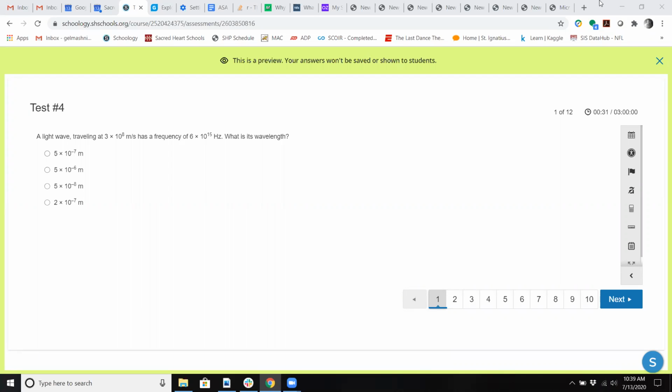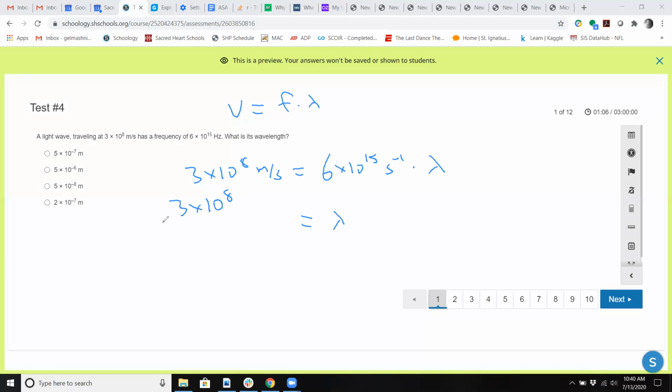Light traveling at 3 times 10 to the 8th meters per second has a frequency of 6 times 10 to the 15th hertz. What is its wavelength? Now remember, speed or velocity, very simple. It's frequency times wavelength. So your velocity is 3 times 10 to the 8th meters per second. Hertz is seconds to the negative 1 power. So 6 times 10 to the 15th seconds to the negative 1 power, and then times lambda. So if you solve for lambda, and if you do it correctly, the final answer will be in meters.